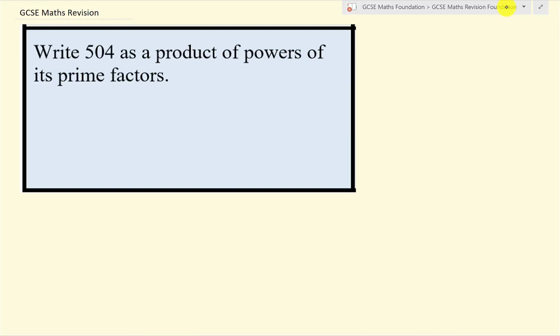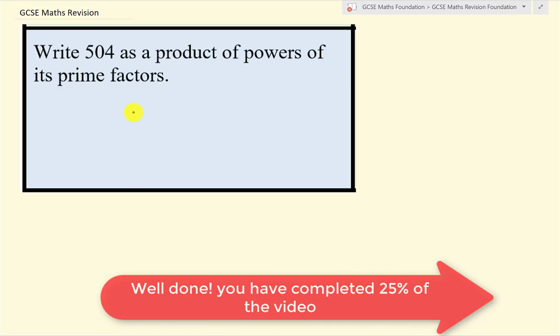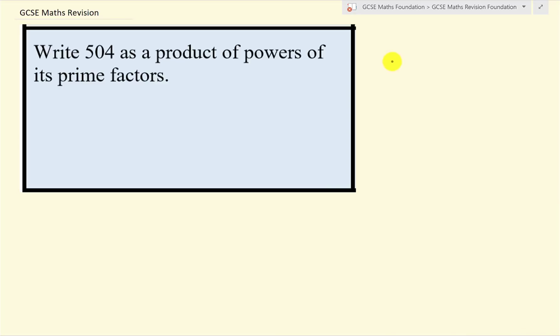Next, write 504 as a product of its prime factors. So let's do the factor tree. 504, and because it's an even number, I always start from 2. You can never go wrong with 2s. So 2 times another number gives me 504, and that number is 252.